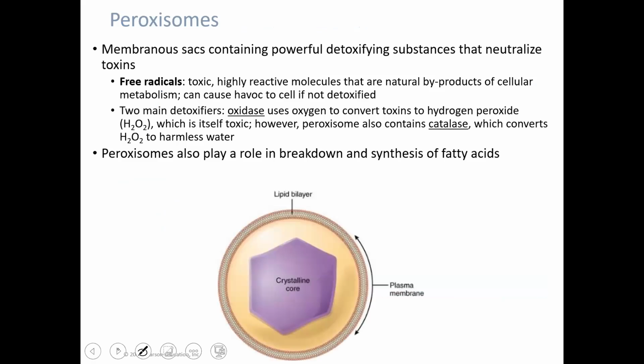Now, some of these proteins are enzymes, and they're stored inside vesicles within the cell. One of these types of vesicles is called a peroxisome. Now, a peroxisome is designed to destroy what are known as free radicals. What's a free radical? Well, a free radical is a molecule or a part of a molecule that has a charge on it that's not right.